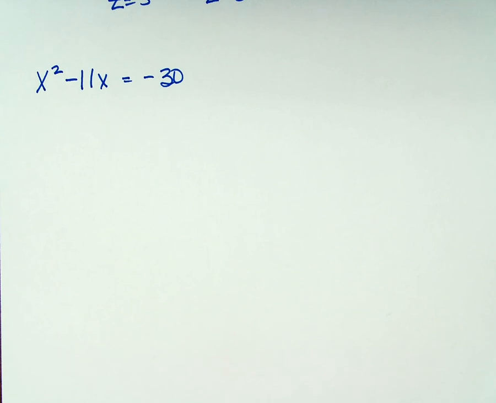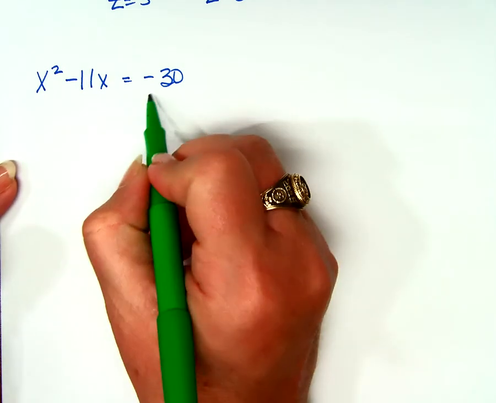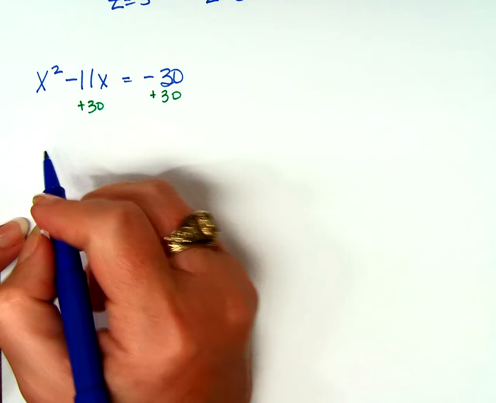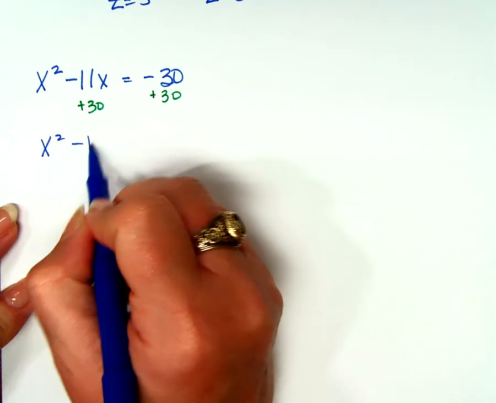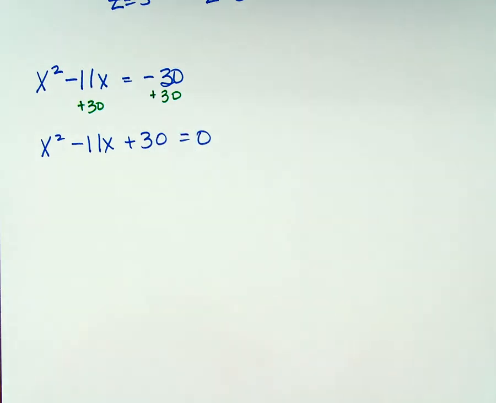Anytime we're trying to solve a quadratic, what must it equal? 0. So we've got to do something first to make it equal 0. And what's that thing? If I add 30 to both sides, x squared minus 11x plus 30 equals 0.